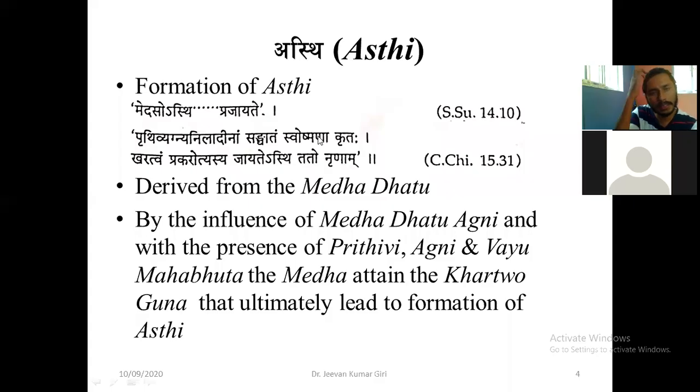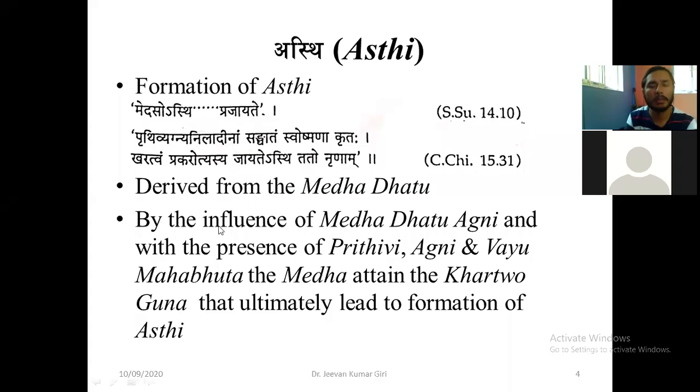Okay, so out of this, Smara means the Agni of self, that is the Medo Dhatu Agni, because from Meda, Asti is going to derive. Due to the influence of the Ushmana, that is the Medo Dhatu Agni in the Meda, it becomes Kharatva. So the Kharatva Guna of Meda will increase due to the influence of the Medo Dhatu Agni. Then it will transfer into Asti, by combination with Prithvi, Agni and Anila.